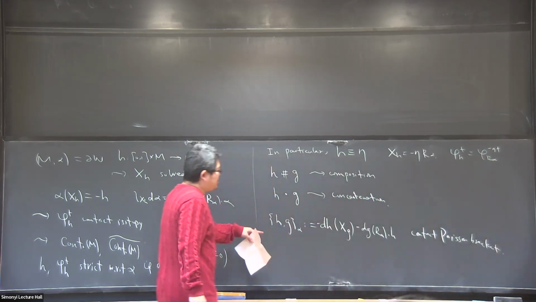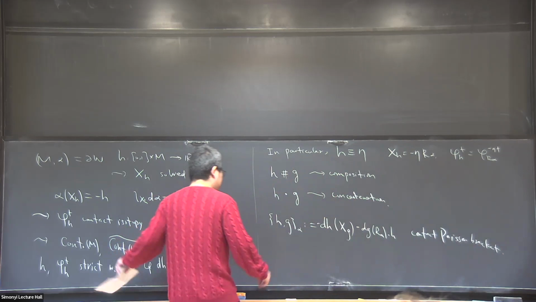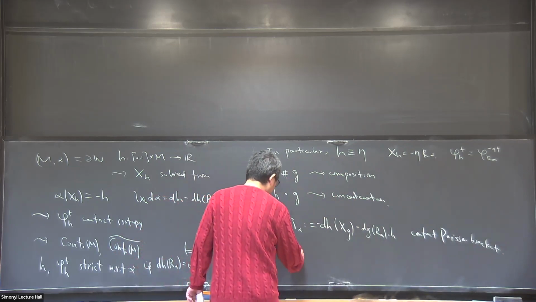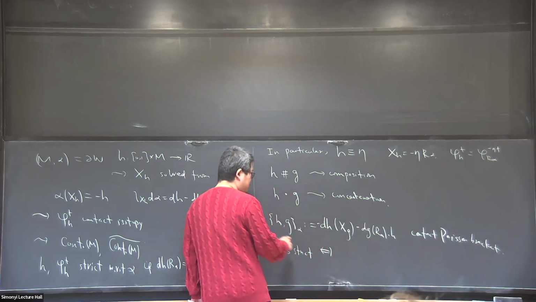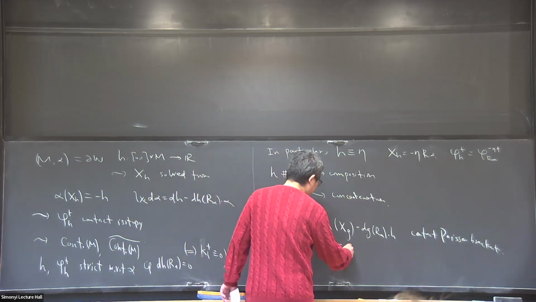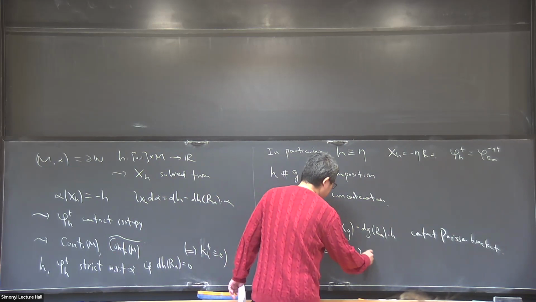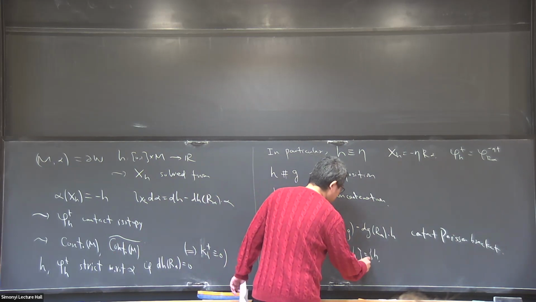Using this notation, we see that the condition we talk about, H strict, if you want to use this notation, will be {1, H} = 0.